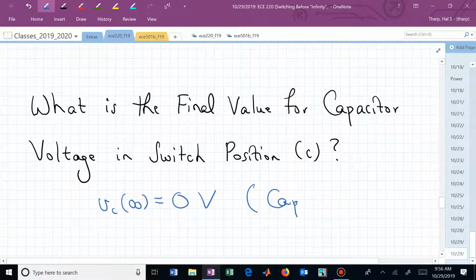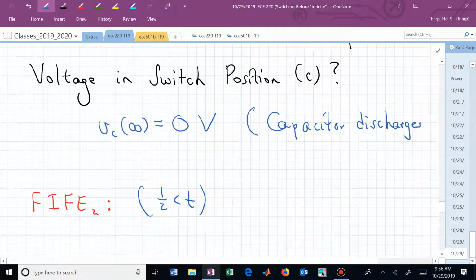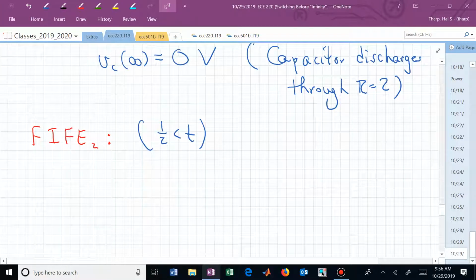The capacitor discharges through that resistor R equal 2. Now can we use FIFE again? If we do, what's that look like? This is now V sub C of t. What's our final value?